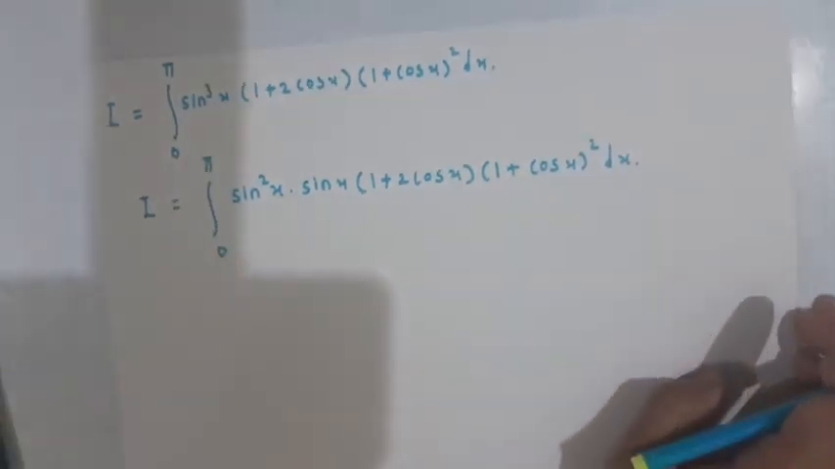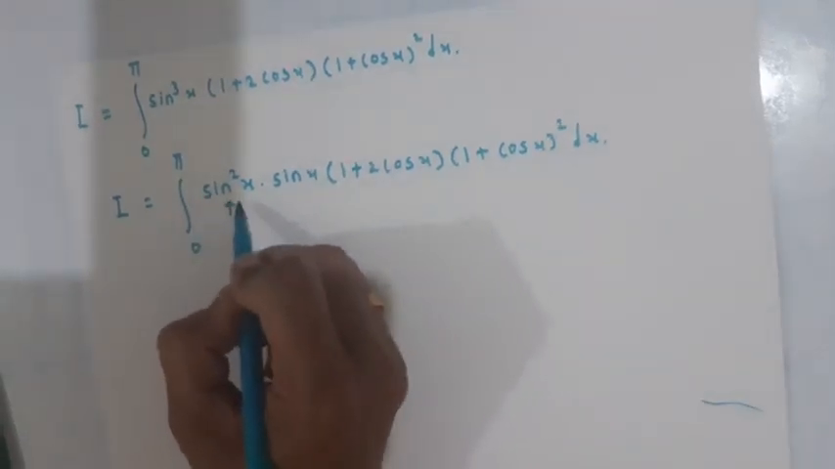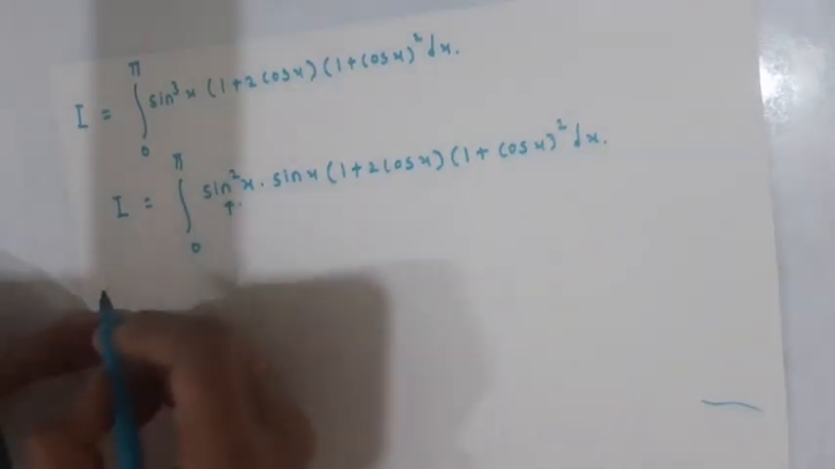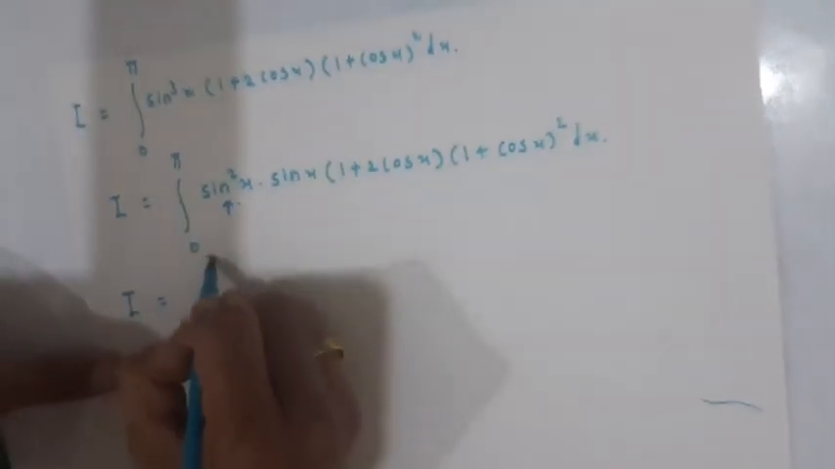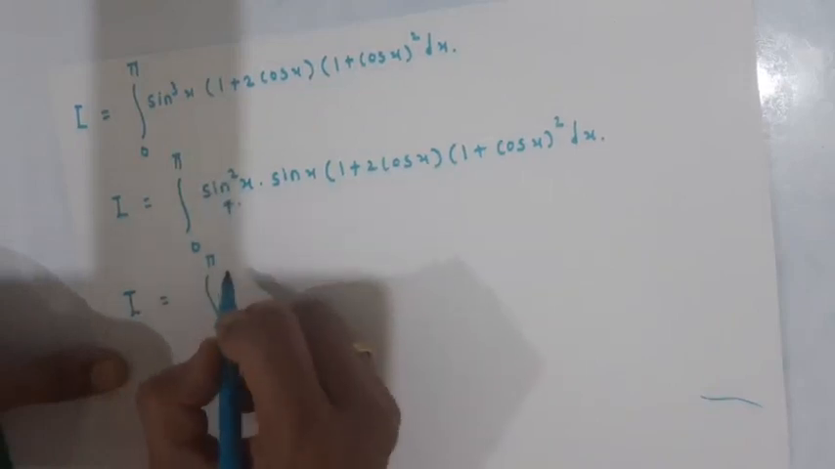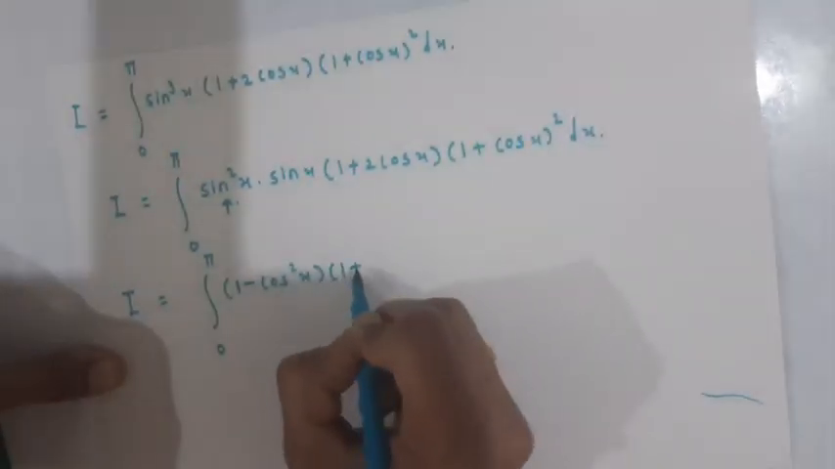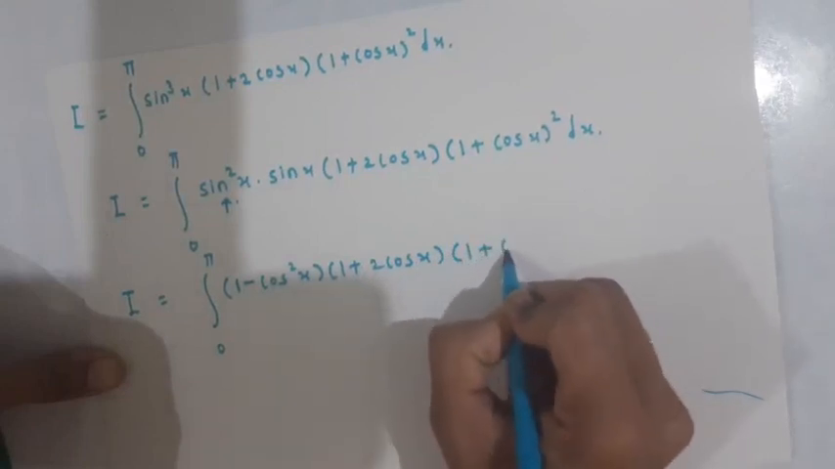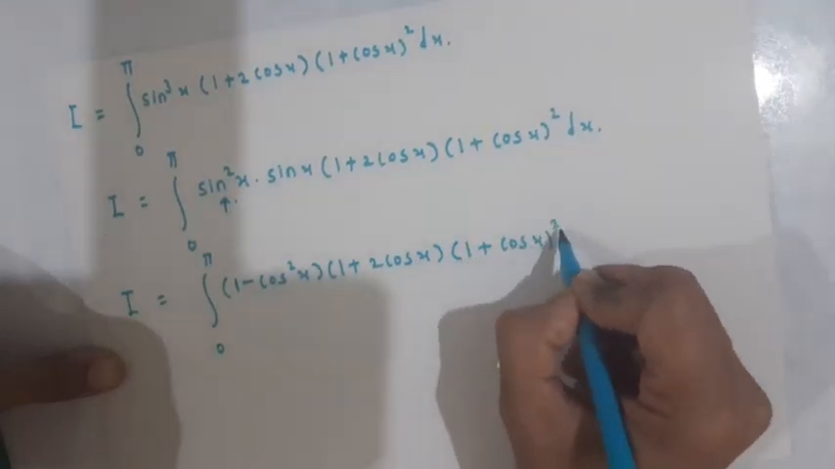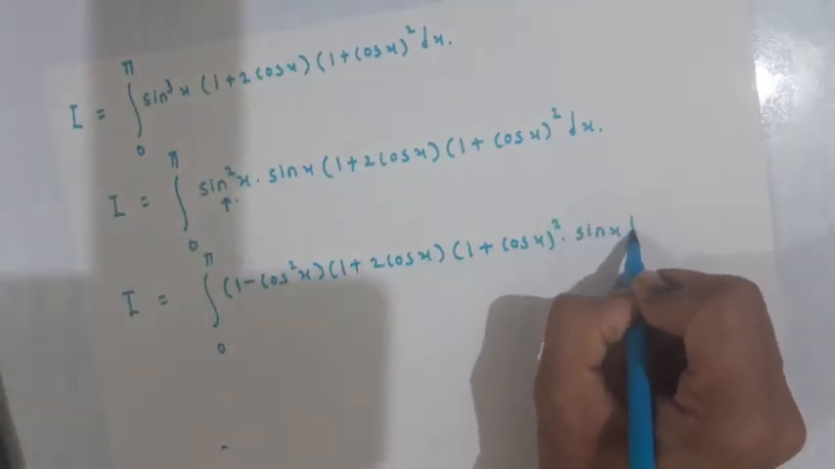The problem is passed. Okay. Now this sin square x we can convert: 1 minus cos square x equal to sin square x. Therefore here I equal to integral 0 to pi. Sin square x we can convert in terms of 1 minus cos square x, into 1 plus 2 cos x, then 1 plus cos x whole square into sin x dx.